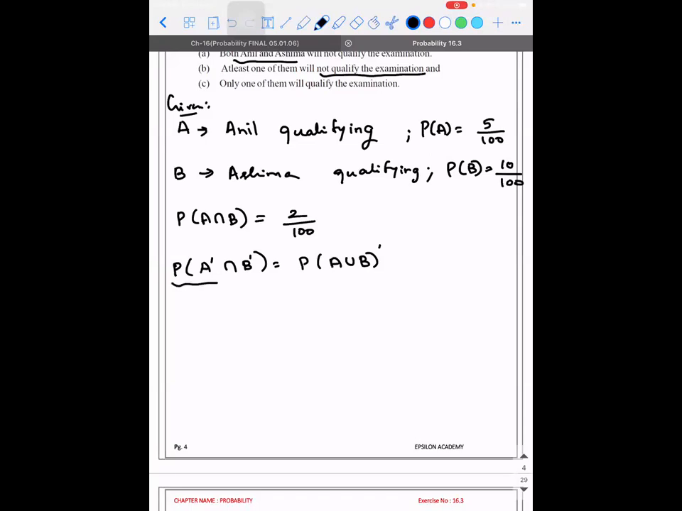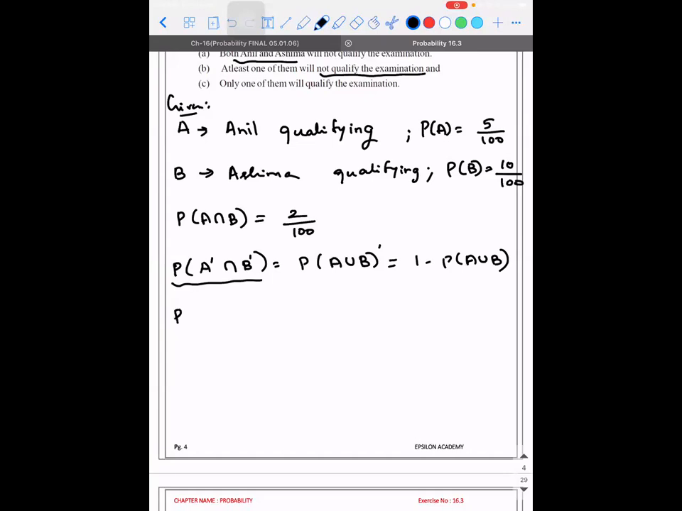Okay. But what is the probability of A dash? Let me try. Can I say probability of A union B the whole dash is nothing but 1 minus probability of A union B? Guys, are you able to understand what I'm trying to say? Is there any confusion?